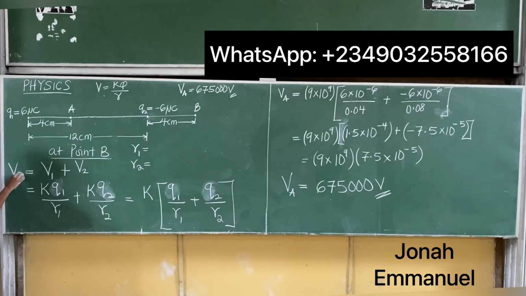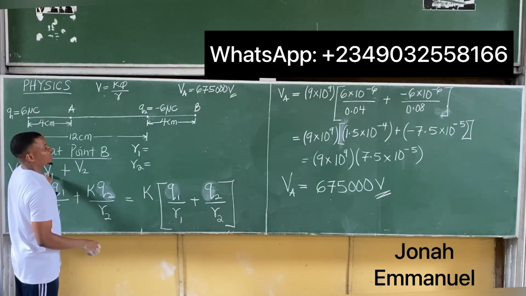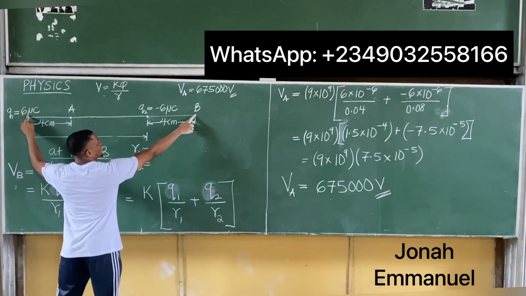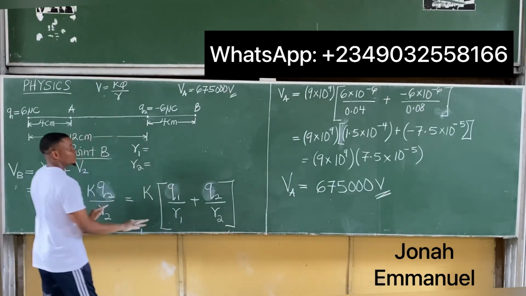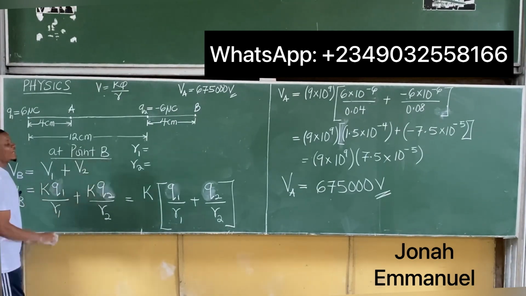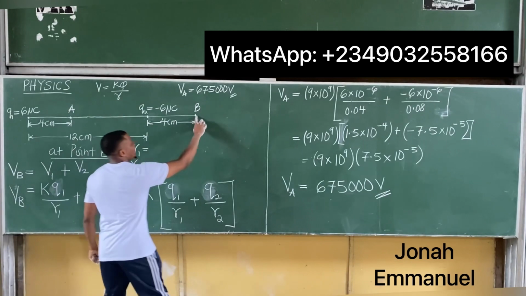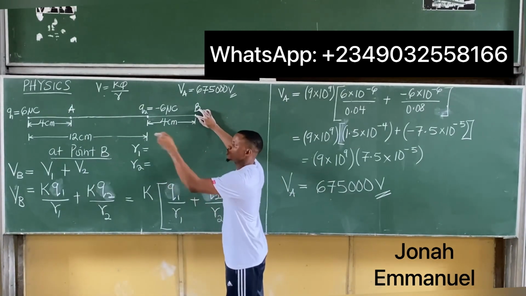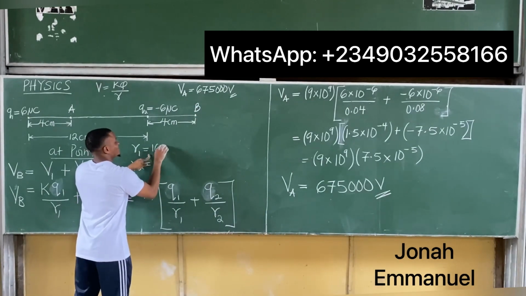So VB, the potential at point B, is equal to V1, the electric potential at point B due to charge 1, plus V2, the electric potential at point B due to charge 2. The same thing, just changing distance. VB is equal to KQ1 over R1 plus KQ2 over R2. The difference is now the value of R1 and R2. If I'm considering B as my point, what's R1? What's the distance from Q1 to B? 16 cm.